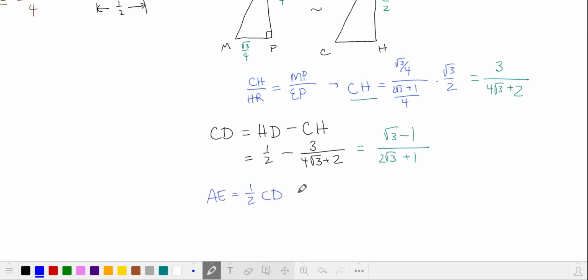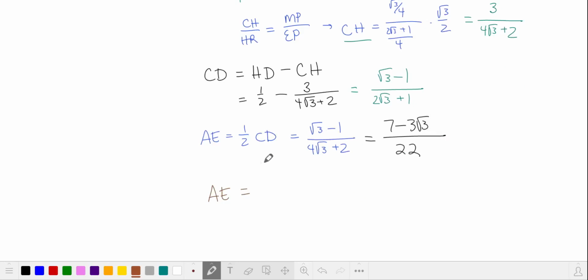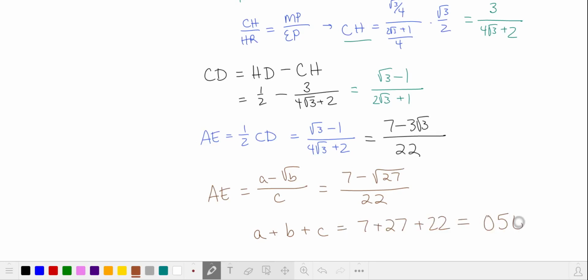AE was 1/2 of CD, and when we rationalize the denominator, we get (7 - 3√3)/22. The problem statement asks us to express the answer in this format. So for us, that's 7 minus the square root of 27, over 22, and it wants the sum of A, B, and C. That answer is 56.